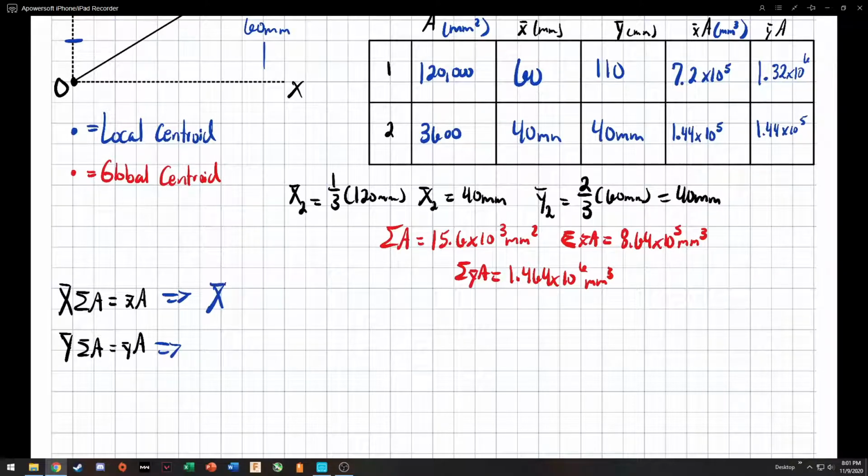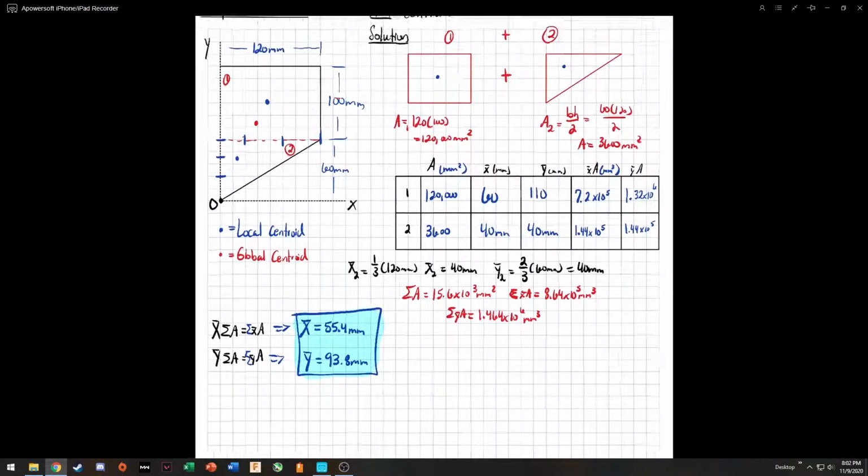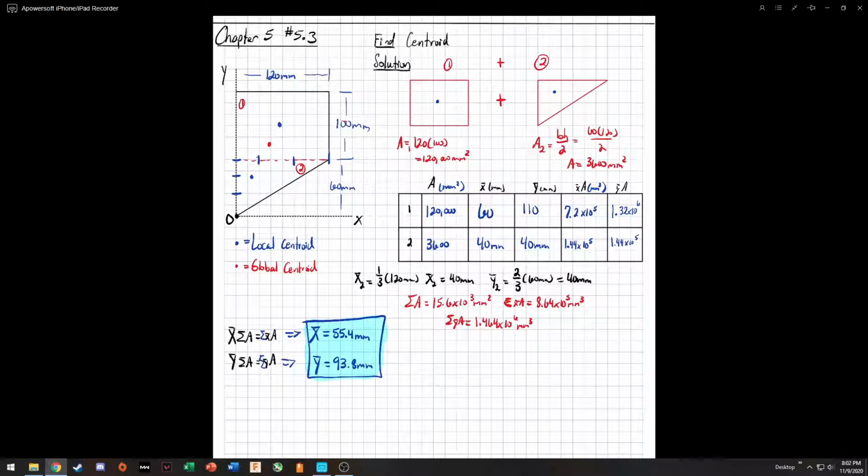So, solving for a global x bar, we just take the sum of our x bars times our area over the sum of the area. Doing that math, we get our x bar to be 55.4 millimeters and our y bar to be 93.8 millimeters. And that is it for this problem. The biggest thing you got to watch out for is to know where your origin is, where you're starting on your origin. That is going to be your big kicker.